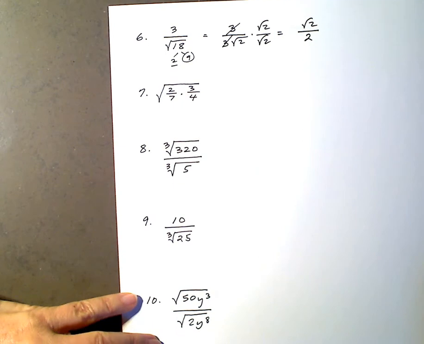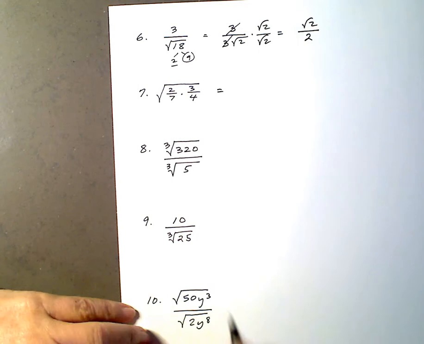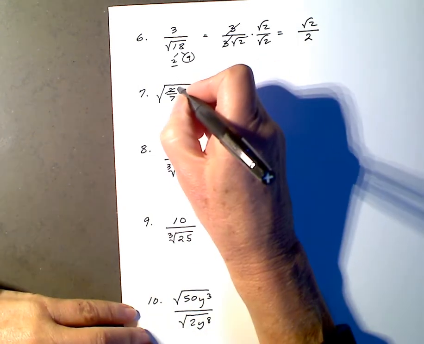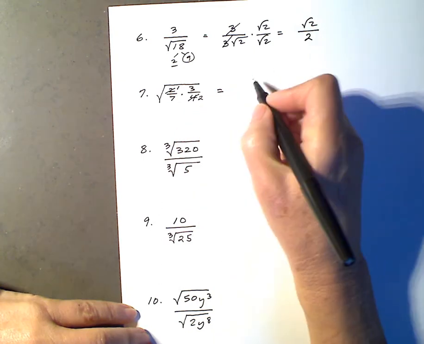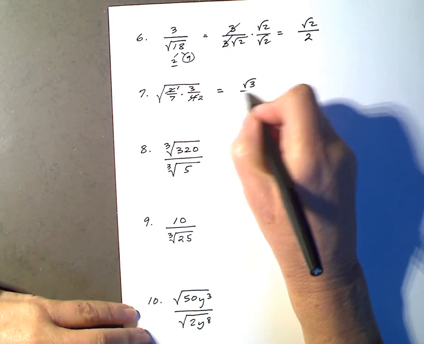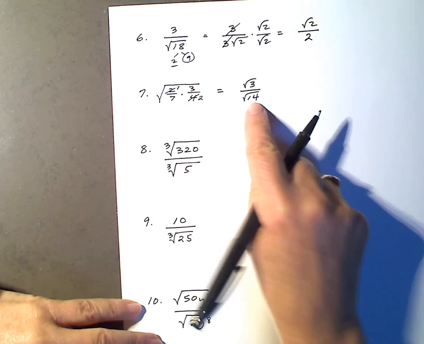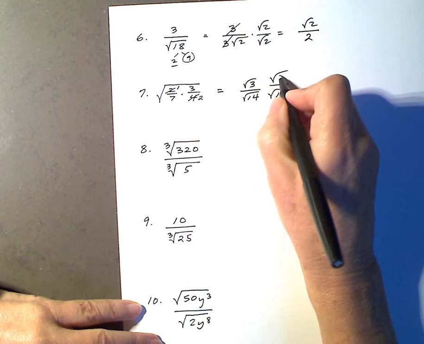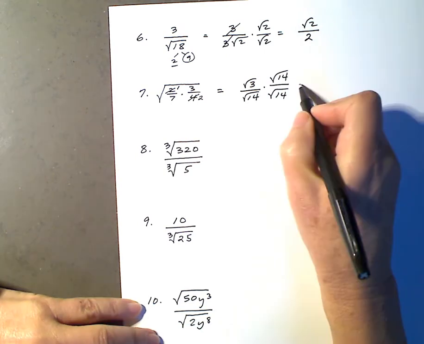See, number 7, I'm multiplying 2 fractions together under the radical. So I'm going to simplify the 2 over 4, cross-canceling here is a 1 over 2. So I get the square root of 3 over 14, the square root of 3 over the square root of 14. There's nothing I can take out of the square root of 14 to simplify it, so I just have to rationalize that denominator, multiplying by 1 in the form of root 14 over root 14.